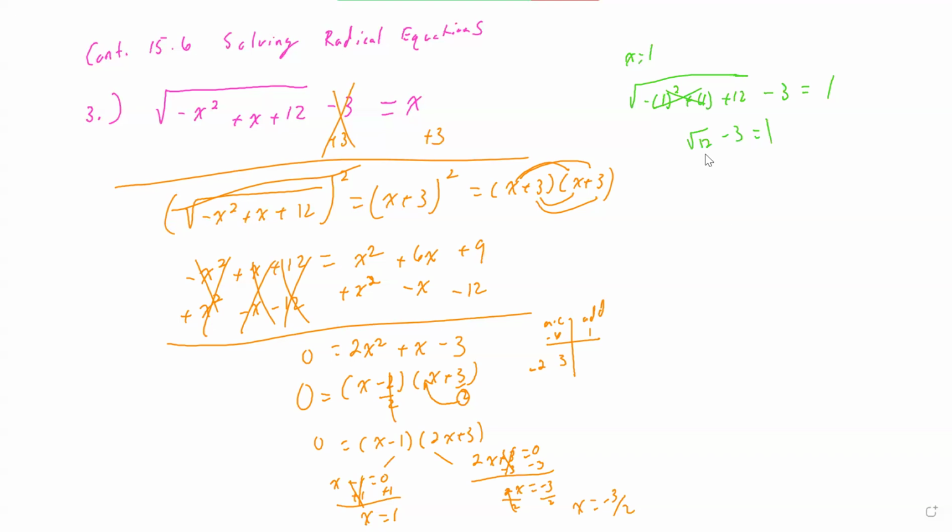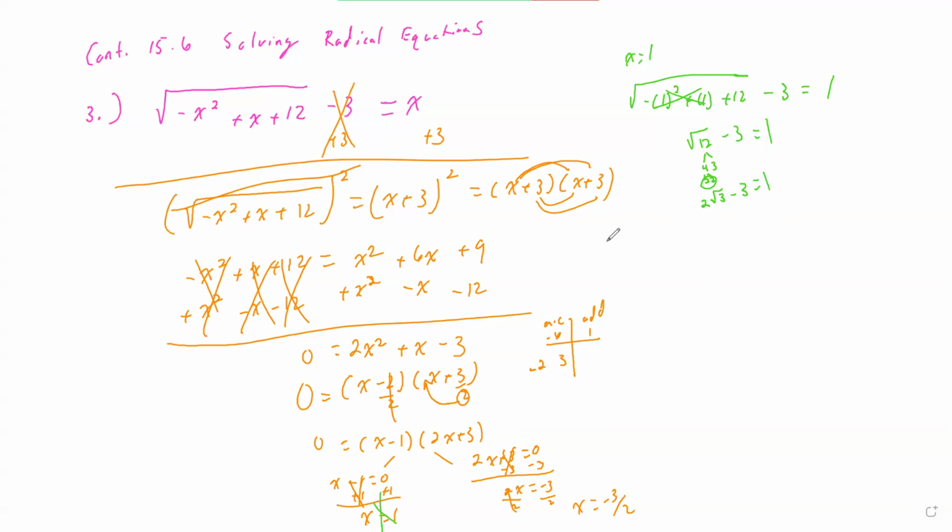With the square root of 12, that breaks down into 4 and 3 and 2 and 2. So I can take a 2 out. So I'll be left with 2 square roots of 3 minus 3 equals 1. That is not true. So x equals 1 will not answer. Now, you don't have to do that by hand. You can simply type that in the calculator. So now let's try the other one.